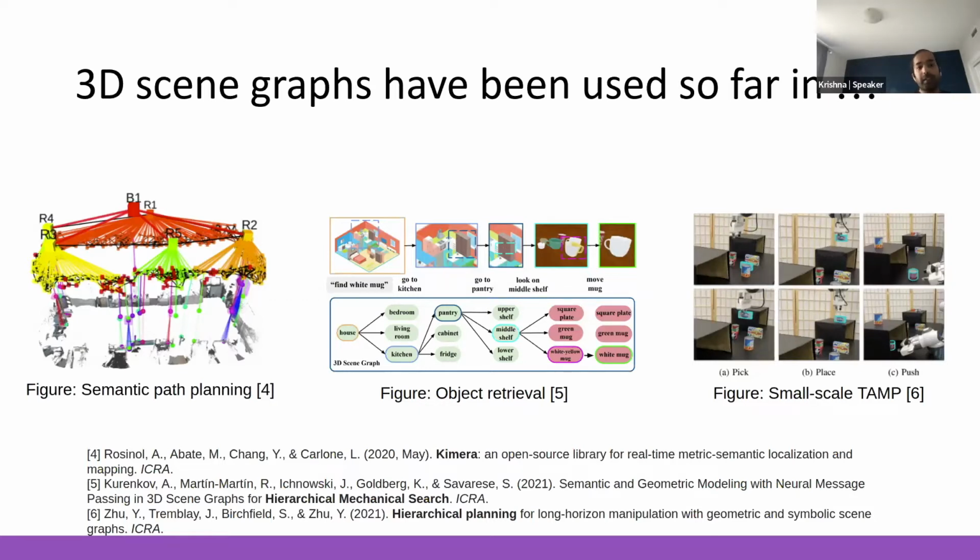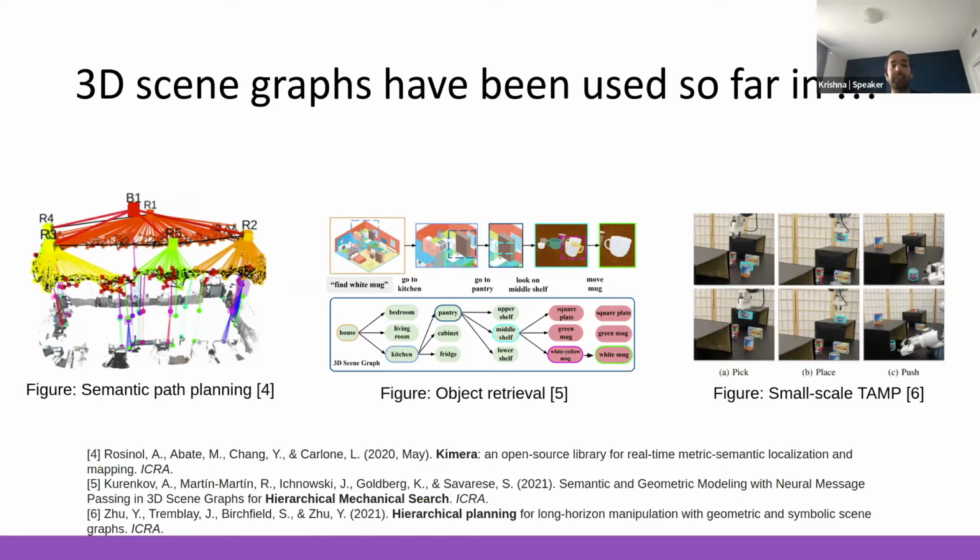And 3D scene graphs have already been used over the last 2 years in a few applications. For example, semantic path planning, like planning a path to one particular object category, or also object retrieval. So things like, can you fetch me a mug? And small scale task and motion planning problems, typically involving, I think, a dozen objects.